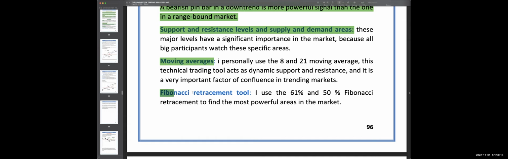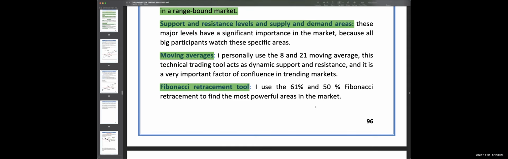All right, the Fibonacci retracement tool. I use the 61% and 50% Fib retracement to find the most powerful areas in the market. So personally, I'm not a fan of the Fibonacci. I do use it sometimes, but it sort of confuses me. I won't lie on that one. If you check even my other videos, I rarely use the Fib. But I think for people to understand, I'll just try to explain the basics of how I understand it.